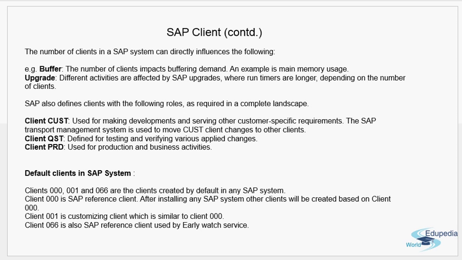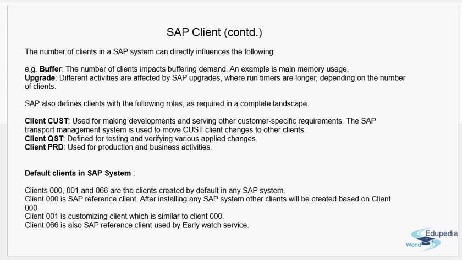The number of clients in an SAP system can directly influence the following, like the buffer. The number of clients impacts the buffer demand. An example is the main memory usage. Different activities are affected by SAP upgrades, where runtimes are longer depending on the number of clients, etc.